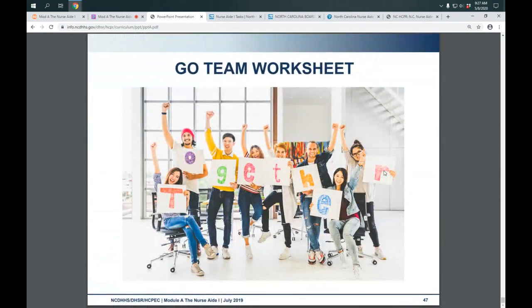Now, there is a worksheet in the back of your module. It's called a Go Team worksheet. And what I would like for you to do, I was going to put this online, but I think what I'm going to have you do is just go through and answer it yourselves at home. And if you will, just pull it out and stick it in with your skills to bring with you when you come and see me in lab. Okay, bring it with you.